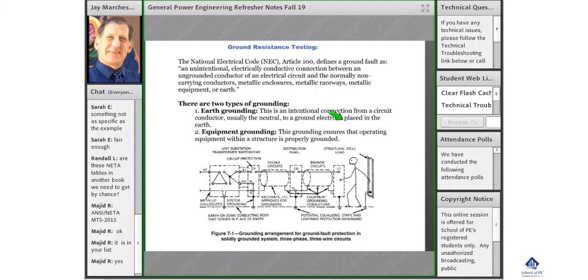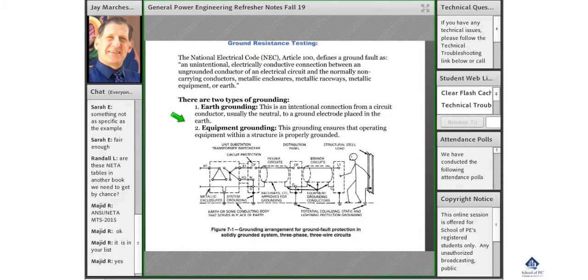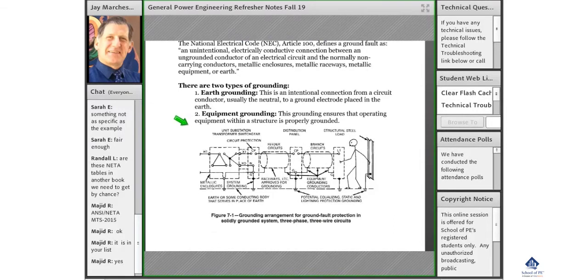So there's two types of grounding. There's earth grounding, and this is an intentional connection from the circuit conductor, usually the neutral, to a ground electrode that's placed in the earth. So it'll carry current straight to earth ground. And then there's equipment grounding, and this is the grounding that ensures that operating equipment within a structure is properly grounded. Now you hope equipment grounds never have to carry current to ground, whereas these grounds may have to in an unbalanced system.